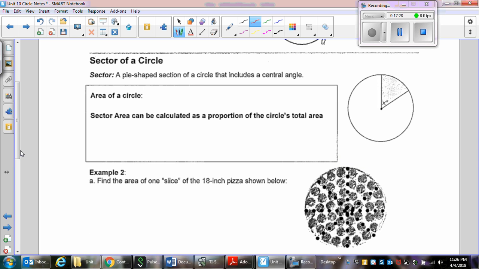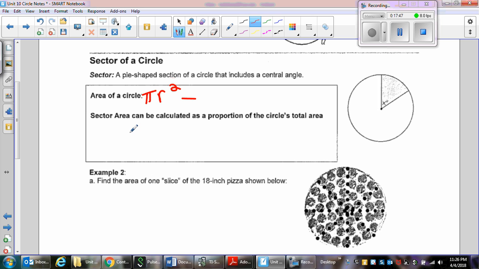All right, the next one is a sector of a circle. So it's the same thing as finding the area of a circle. So this is going to be pi radius squared, okay? A pie-shaped section of a circle that includes the center. Area of a circle is pi radius squared. So the sector is still going to be the same thing.